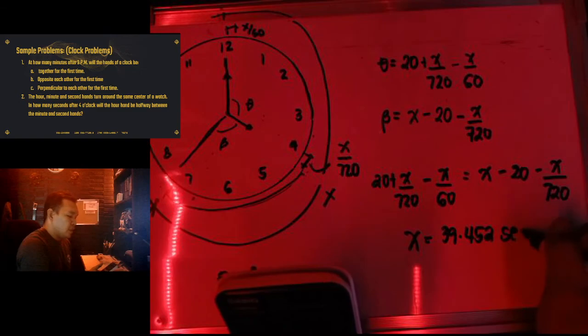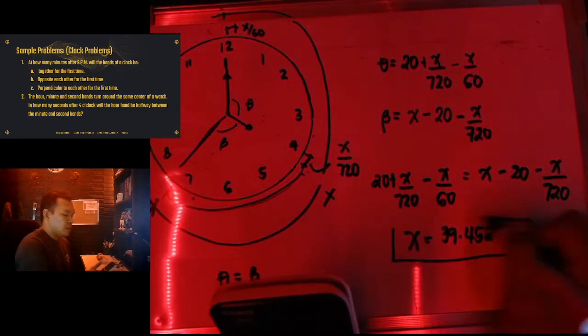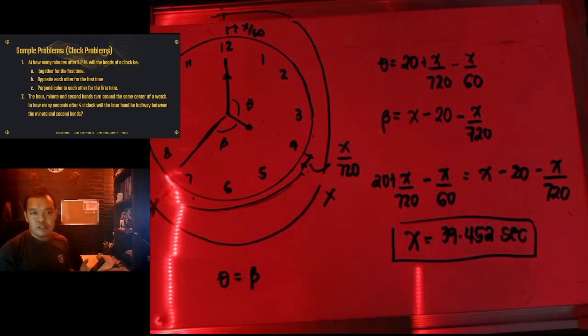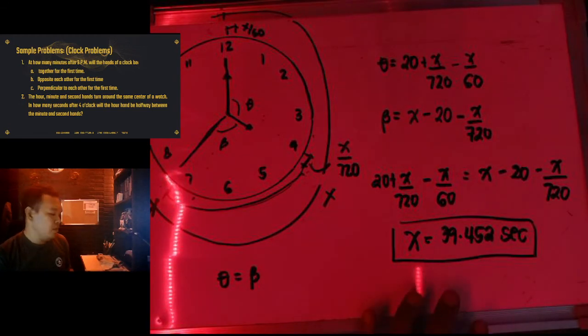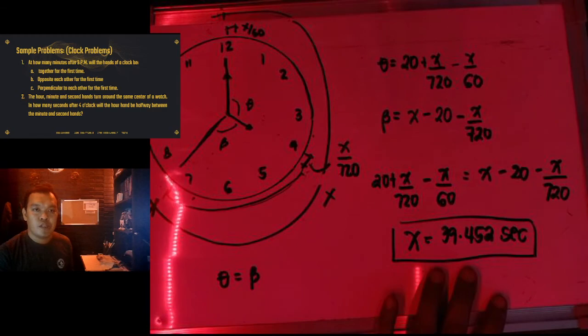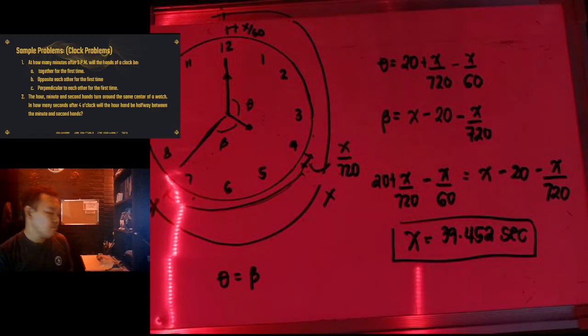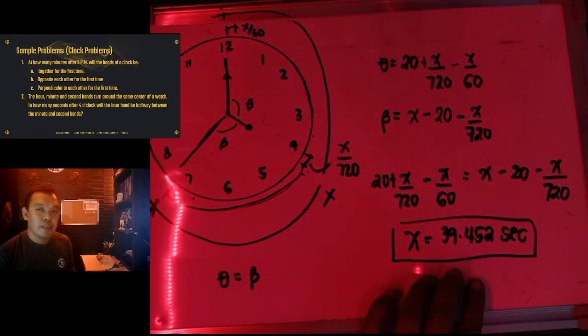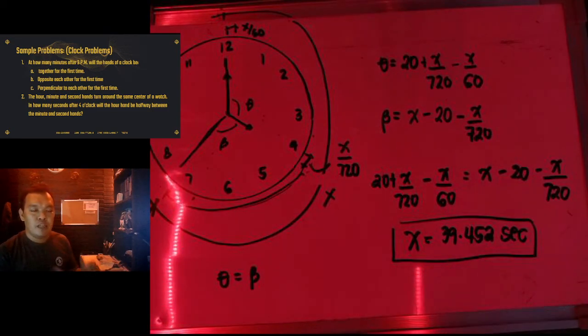39.452 seconds. Second po ang pinag-uusapan kasi si x, yung distance travel na x is consider natin as yung second hand. Kaya ibig sabihin, yung makukuha nating value dyan is in terms of second. No? Okay. So, ibig sabihin, 39.45 seconds ang makakalipas, ang kailangan pagdaanan bago ma-bisect yung minute hand at hour hand to second hand.